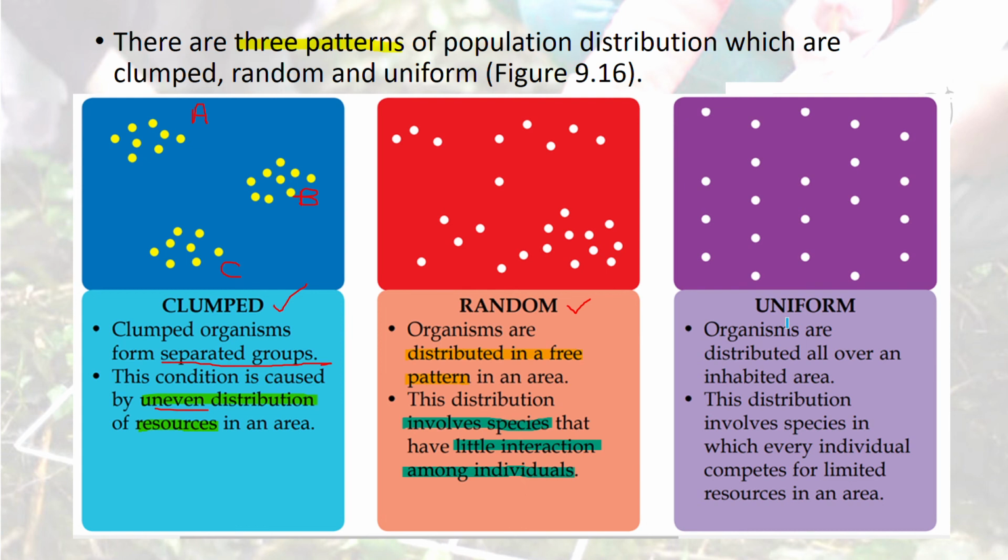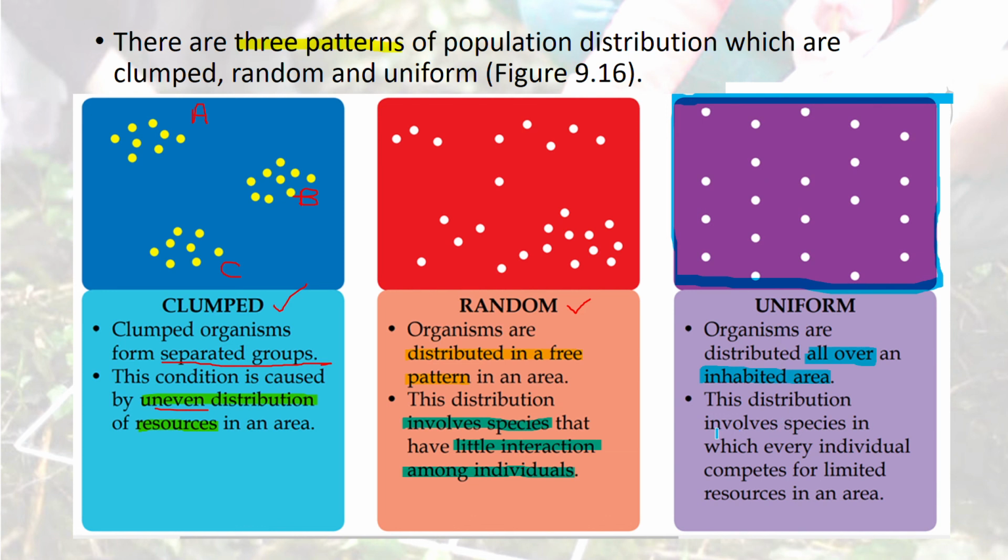Okay, the third pattern is uniform, where the organisms are distributed all over an inhabited area. Maksudnya kawasan itu. Okay, let's say this is the area lah. Okay, this is the area. Kawasan ini dengan luas yang tertentu. Okay, if you are to go into this area, seems like all over this place has got organisms. Jadi kita kata taburan itu adalah sekata, uniform.